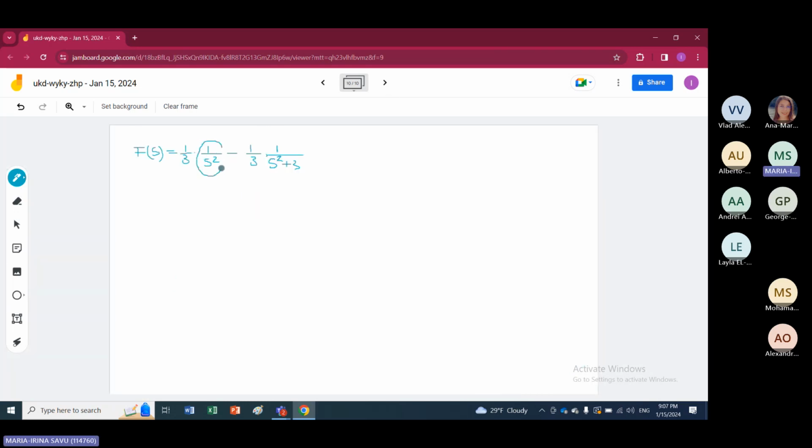This is the Laplace of which one? Is it of 2? Of t. Because Laplace of t to the n applied to s is n factorial over s to the n plus 1, right?